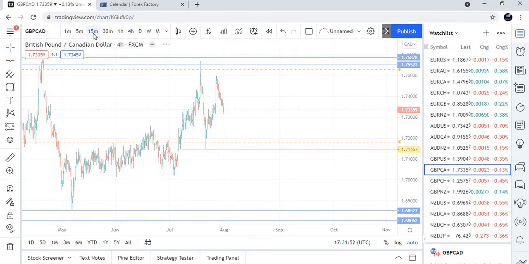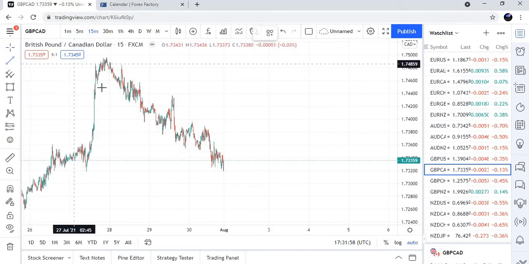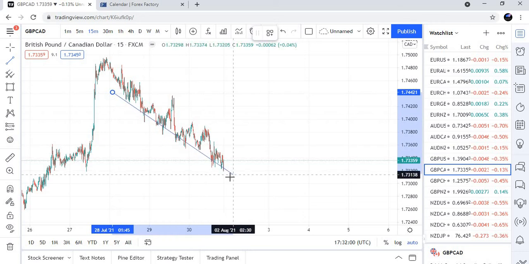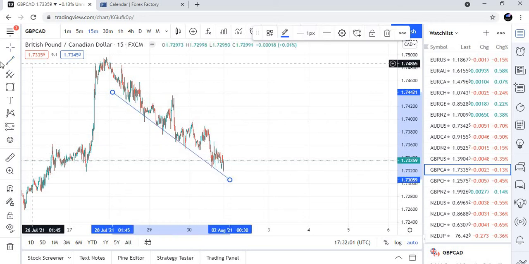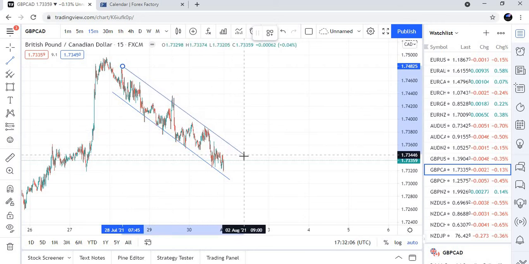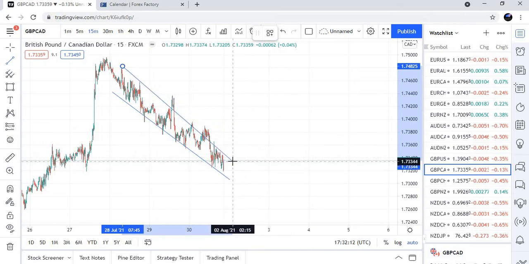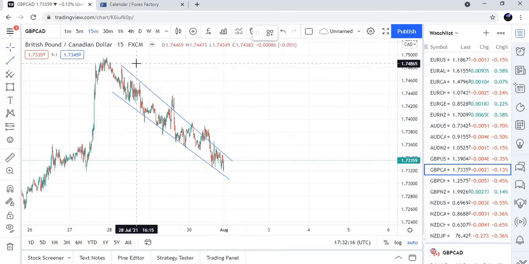And let's check a lower time frame. As you can see, it is a very strong downtrend, and this is following a trend line. So we can decide to look for entries. But I have a feeling it might break and go up. I have that feeling. But let's see how things go with the GBPCAD.